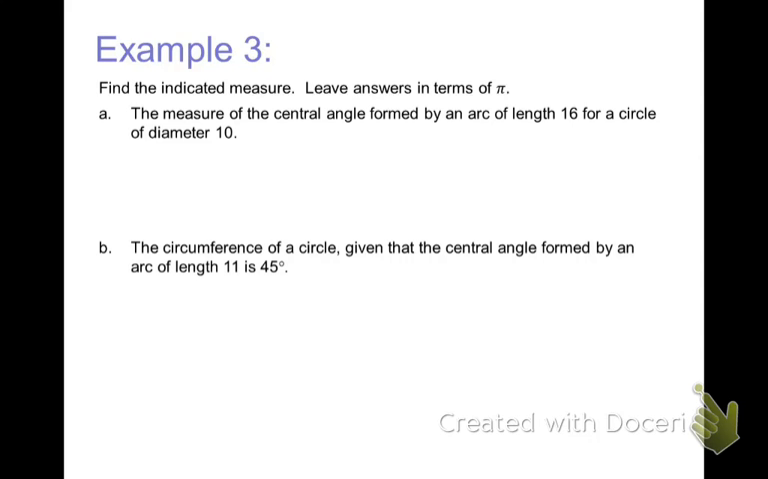In terms of pi, which means am I doing any approximations or decimals? No, I am just leaving that pi symbol in there, right? Okay.